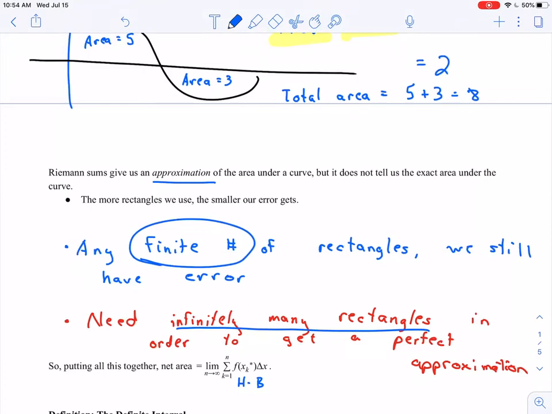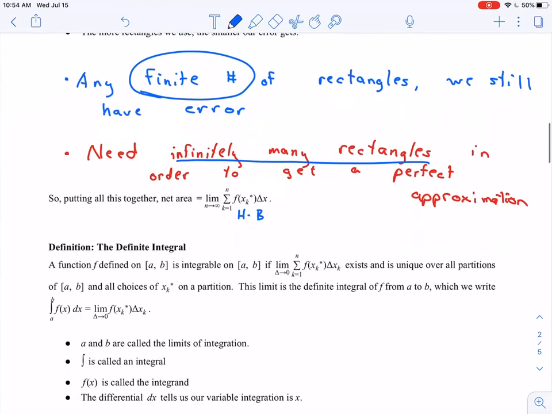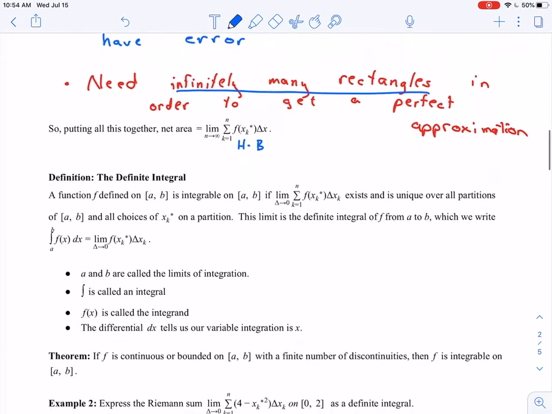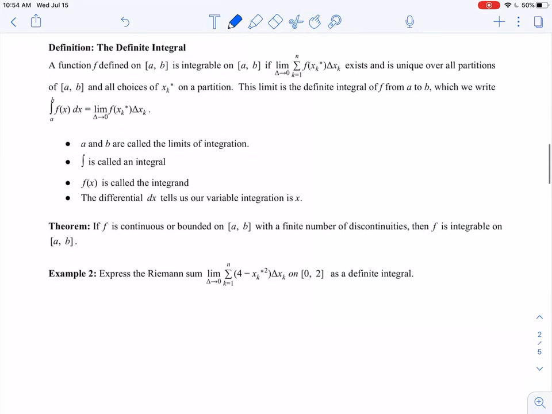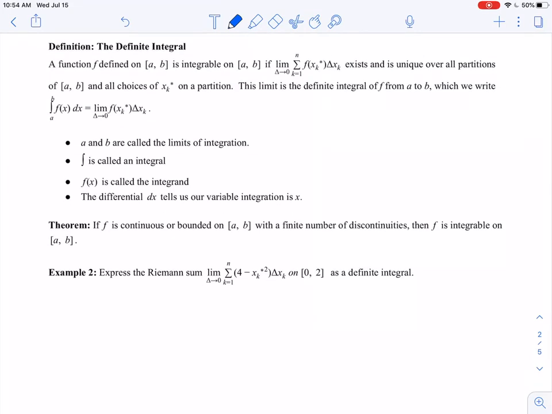But we should talk about what this means for us going forward now. We're going to use this idea of net area to define something called the definite integral. It says a function f defined on the closed interval a to b is integrable, so that just means we can integrate it, on a to b if this net area exists. And this is a slightly different way to write the net area here.